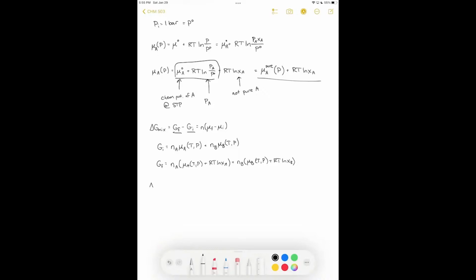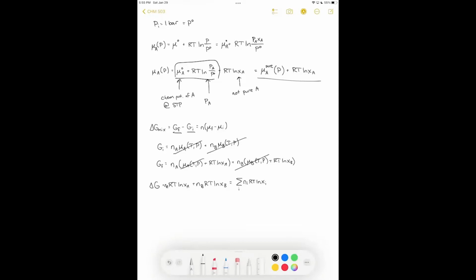If we take the difference of these, the delta G, we simply subtract the initial Gibbs energy from the final Gibbs energy. And you'll note that this term would cancel out with this term, and this term would cancel out with this term. So the delta G of mixing, how the Gibbs free energy changes on mixing, only takes into account these mixing terms. And so what that would be is Na RT natural log of XA, plus Nb RT natural log of XB. And we can put this in a sum if we have more than two components, and it would be the sum over all of our components of Ni RT natural log of Xi.